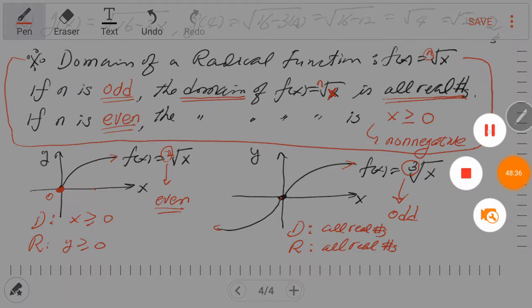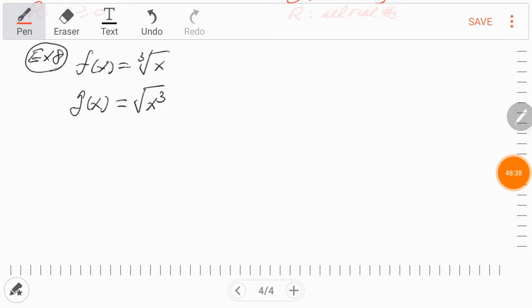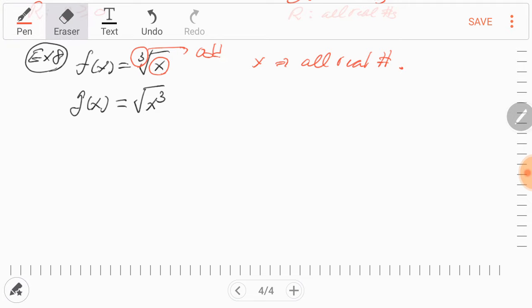Okay, in this example, what is the domain of each function? For the domain, we have to check the index. The index is even here, and this one is odd. If the index is odd, then x can be any real number. x is all real numbers. That's the domain. Let me write D for domain. So x is all real numbers.